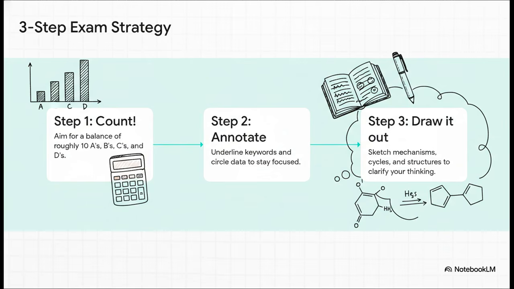Second, get involved with the paper. Underline keywords, circle the numbers in a calculation. It really helps keep you focused. And third, for any complex question, just draw it out. A quick sketch of a Hess cycle or an organic mechanism can suddenly make the answer totally obvious.